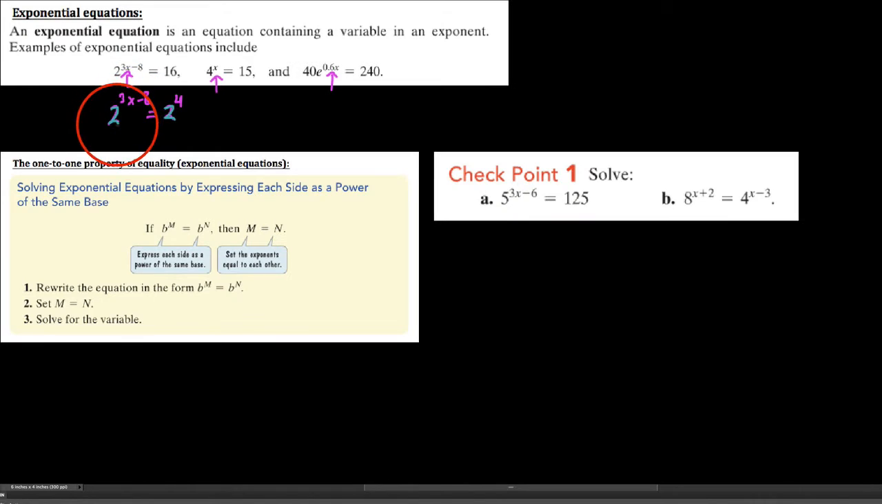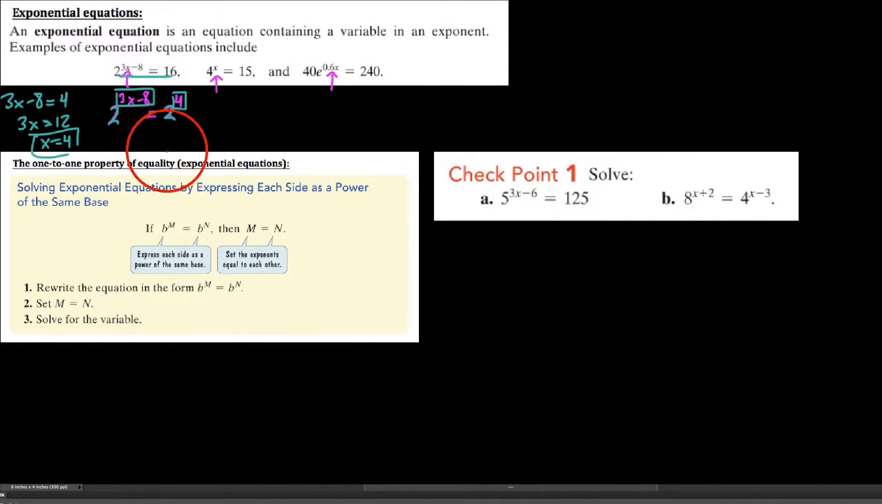And the reason why is because if I were to tell you that 2 to the power of this is equal to 2 to the power of 4, because these were equal to begin with, then this 3x minus 8, that would have to equal 4. And then this would be something we could certainly go and solve. If I add 8 to my 4, I get 12. And if I divide this by 3, I suppose I would get a 4 here.